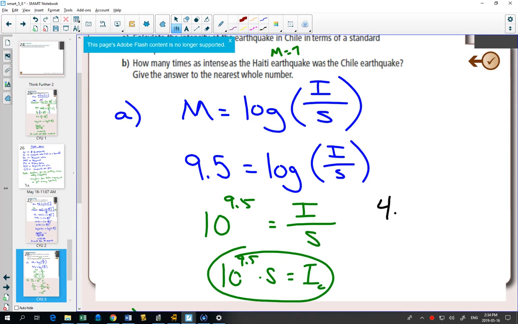Questions for practice 4, 5, and you have an earthquake question on your take-home quiz 9, 10, and 11.